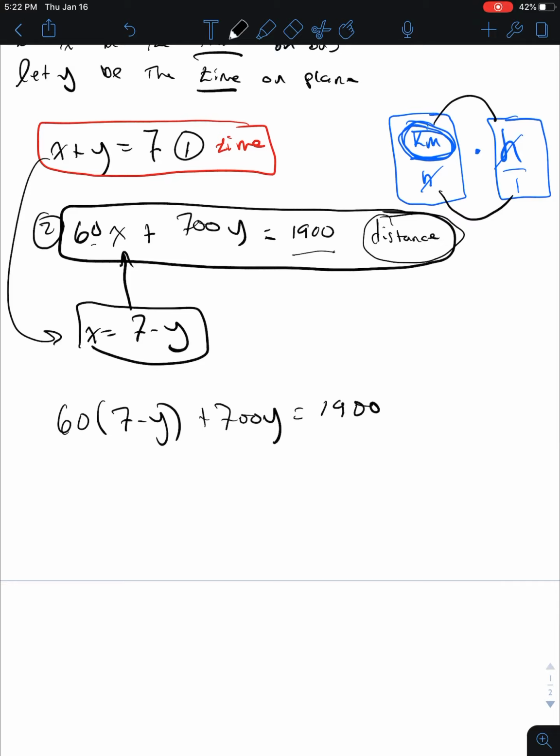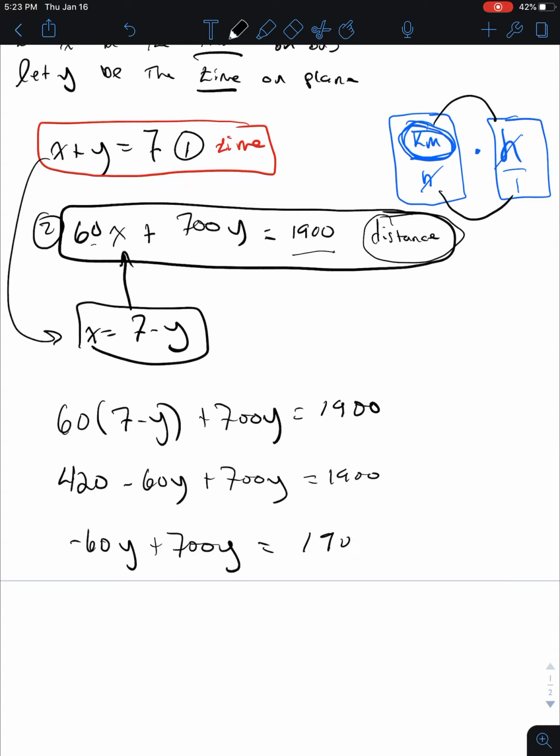That's okay. Let's say, what's 6 times 7? 42, and add a 0. So it's 420. So 420 minus 60y plus 700y is equal to 1900. And then you can bring the 420 over, so it's going to be negative 60y plus 700y is equal to 1900.